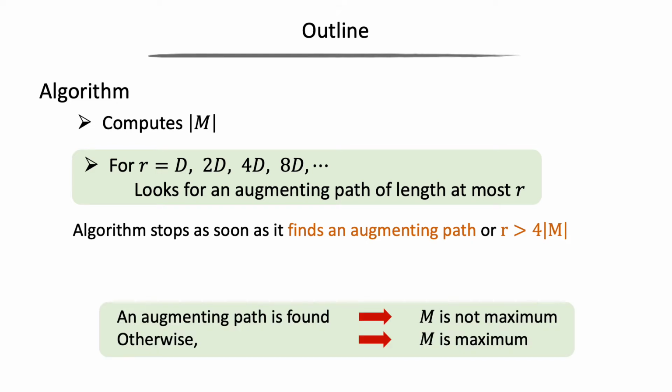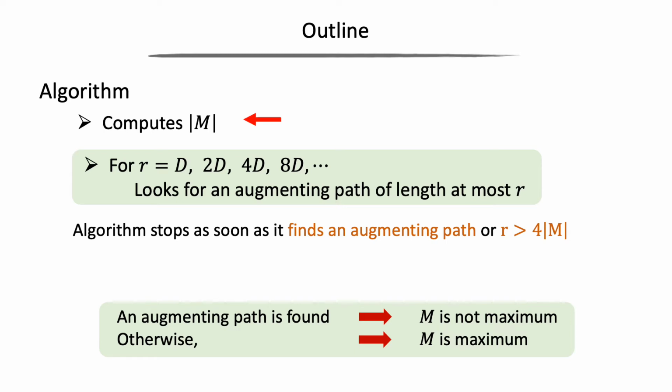The conclusion of the algorithm is based on a well-known fact that a matching is maximum if and only if there's no augmenting path in the graph with respect to that matching. Therefore, if the algorithm finds an augmenting path, the matching is not maximum, and otherwise, the given matching is an optimal solution.